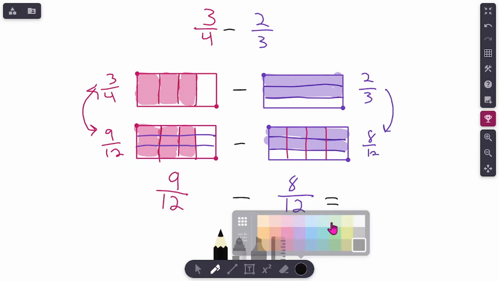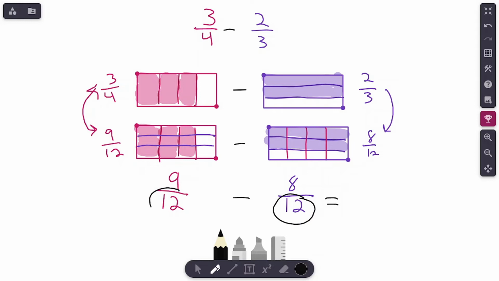Now, are our denominators the same? Yes, they are. They're both 12, so that makes it easy for us. Denominator stays the same. Subtract the numerators. 9 minus 8 is 1, and your answer is 1/12.